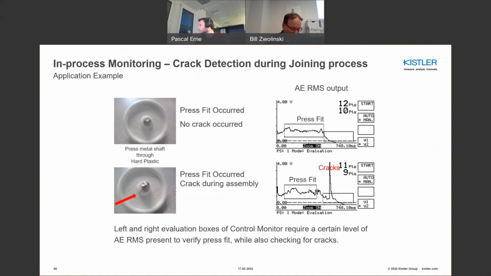This is one process monitoring with press fits, where you have a plastic part and you're pressing in a metal rod. And in this case, you can clearly see this crack occurring here with this metal piece. And if you look at this, this is a normal scenario where you can see the press fit is well within the pass-fail criteria of this box, and also the second box too. But you see in this case here, the press fit well exceeds the pass-fail criteria of this box, indicating that some fault occurred. So that's a bad part that would be detected.